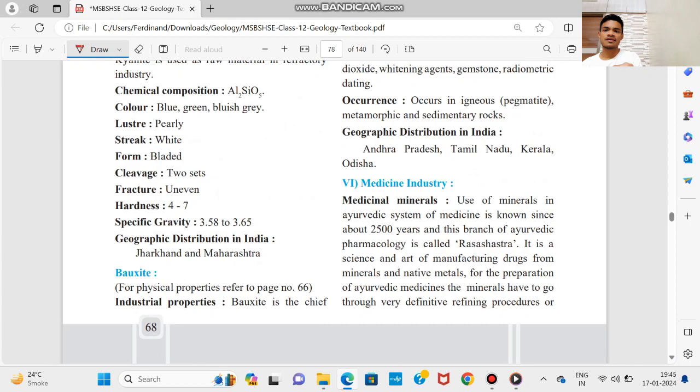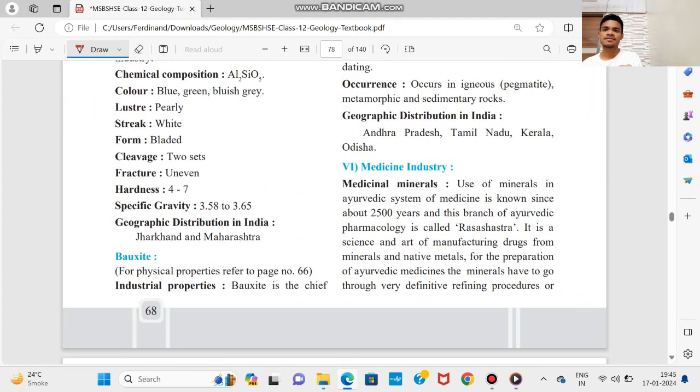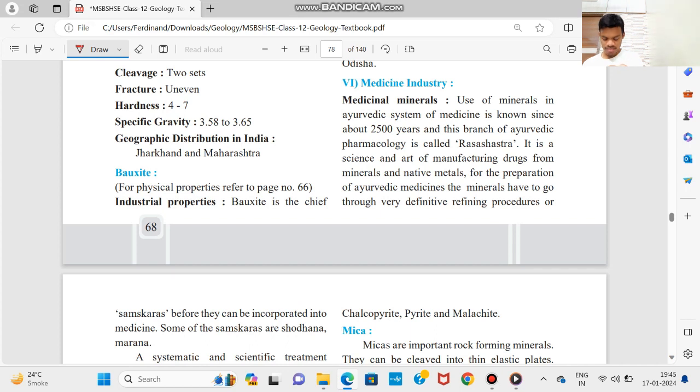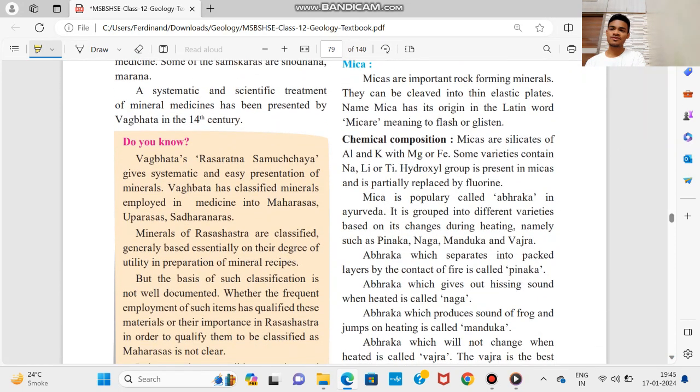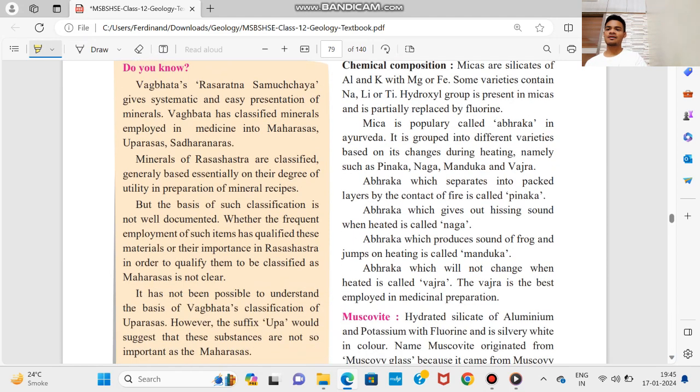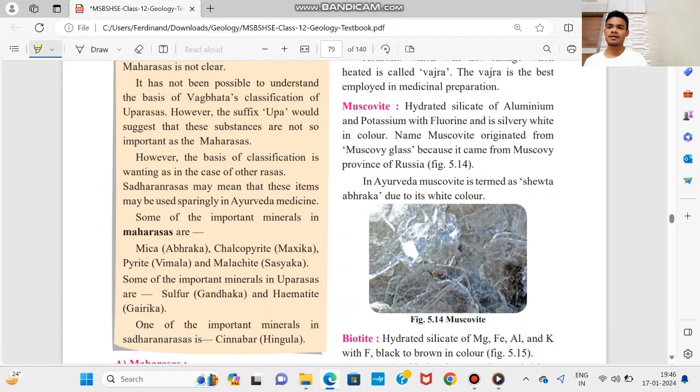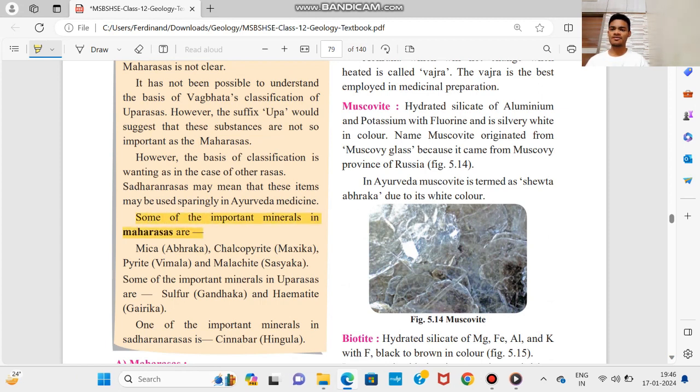Next, we move on to the medicinal industry, for some medicinal minerals. The important marking over here is the branch of Ayurveda pharmacology in Rasa Shastra. Some of the important minerals of the Maharasas: mica, the Ayurvedic name is Abhraka; chalcopyrite is Makshika; pyrite is Vimala; and malachite is Sasyaka. It is not that necessary to know.